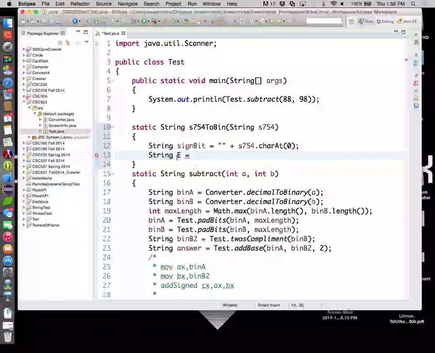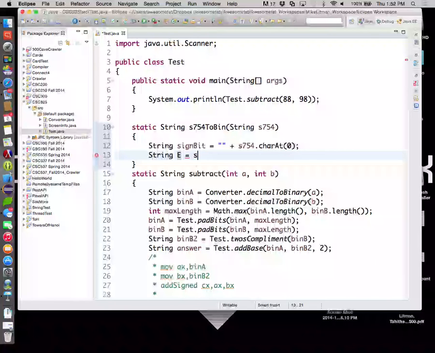All right, so how do we get our exponent portion of our string? You could either concatenate S754 charAt, and then just concatenate each one: bucket 1, bucket 2, bucket 3, bucket 4, bucket 5, bucket 6, bucket 7, or you could just do a bucket 8. You could do a for loop as well. Anything else? Substring. How about substring?